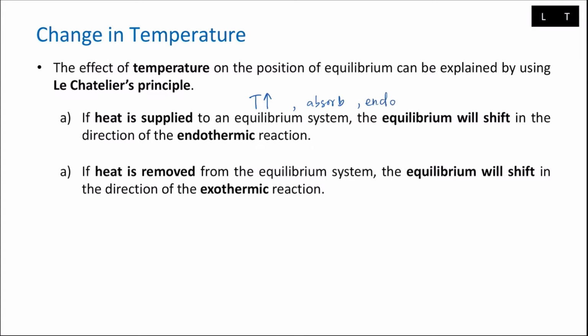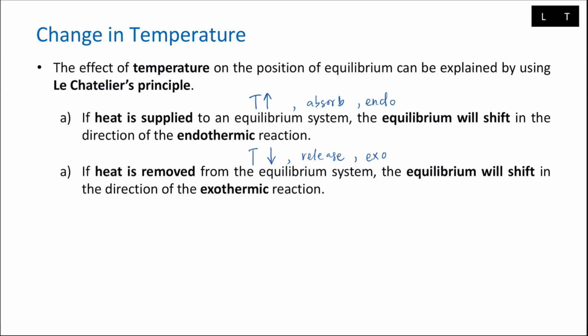Okay, next one. Sekiranya saya remove the heat from the equilibrium system, which means that you lower down the temperature. So what will happen? The heat will be released. So bila release the heat, what happen? Equilibrium akan shift to the direction of exothermic. Maknanya sistem lebih suka ataupun prefer exothermic reaction. So this is very important for you to understand how the equilibrium shift will happen when you understand which one is exo, which one is endothermic reaction.